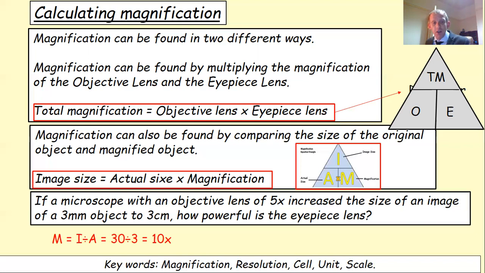So if we were to follow that equation out and input all the numbers, we would see that 10, which is our total magnification we calculated in our last sum, divided by 5, which is the level of magnification of the objective lens in the question, will provide us with 2 times as the level of magnification that the eyepiece lens has. So that's the 2 triangles used in conjunction to enable us to work out that question.